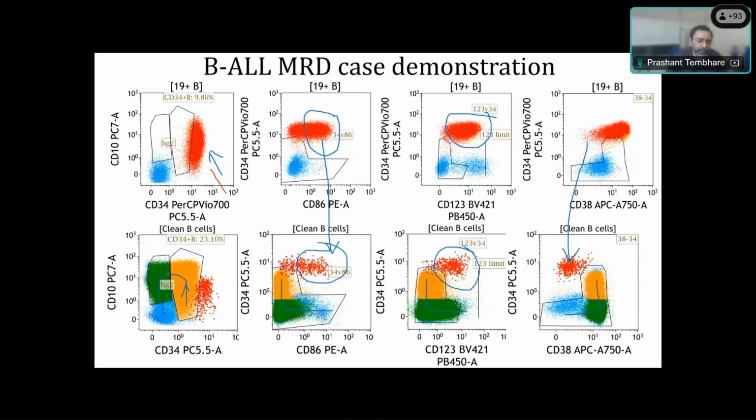You can see the normal B cell precursors in orange, green and blue population, which is falling inside the gate, inside the boundaries which were created based on the normal. And the residual disease is falling clearly outside the gate. So this is how you identify.